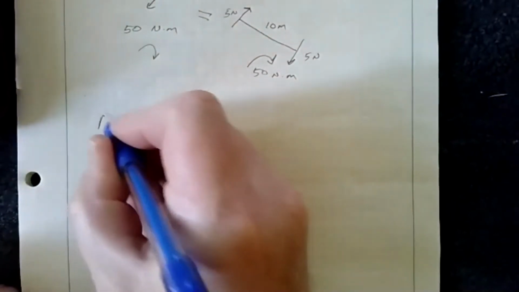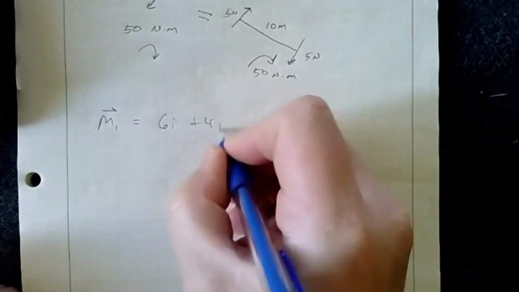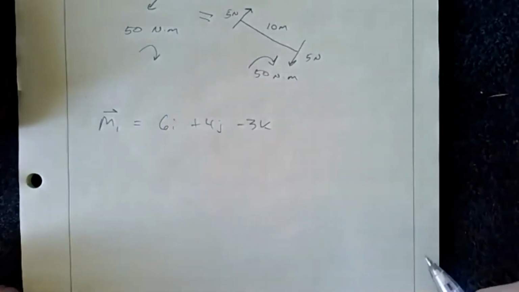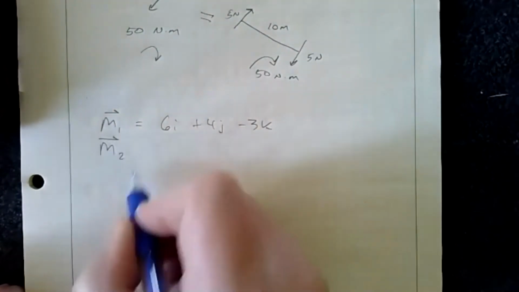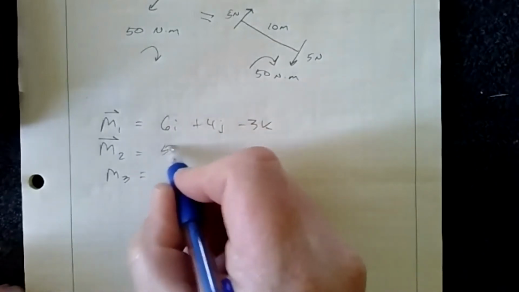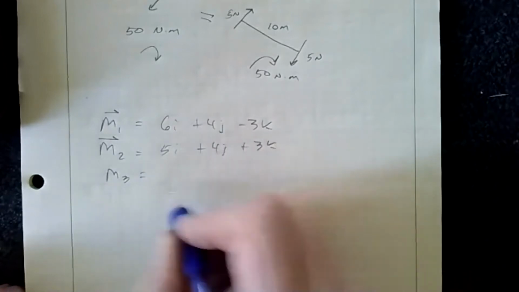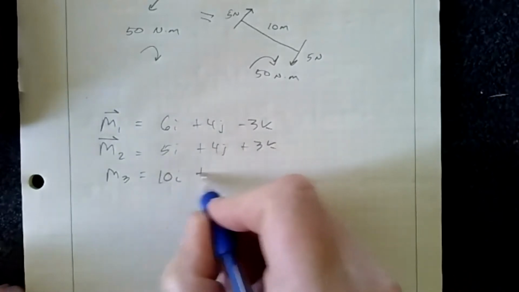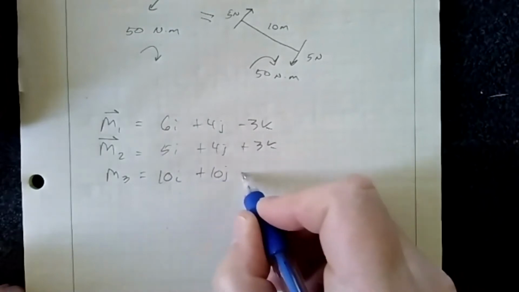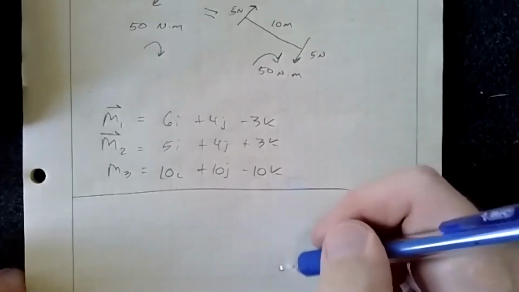So if you had moment 1 equals 6i plus 4j minus 3k. And again, this is in 3 dimensions. Moment 2, moment 3, and so forth. And that equals 5i plus 4j plus 3k and 10i plus 10j minus 10k. So we know that we can just add them like we would any other thing.